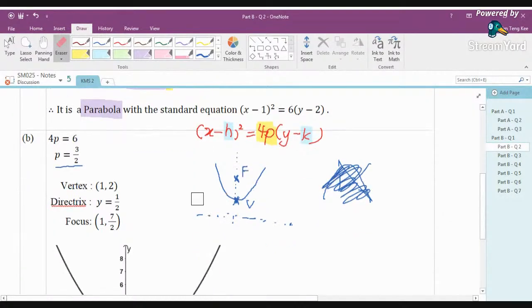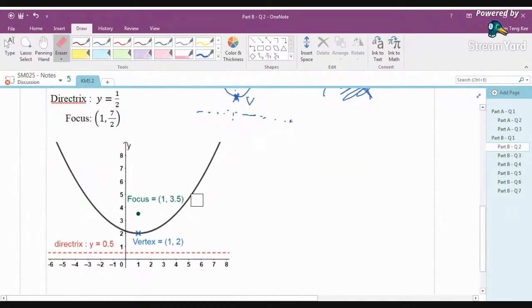And then nothing much, we just sketch the diagram. Make sure you label your x and y axes. The software I use here doesn't label the x and y axes. Make sure you label the focus, vertex, as well as the directrix. So this happens to be our diagram.